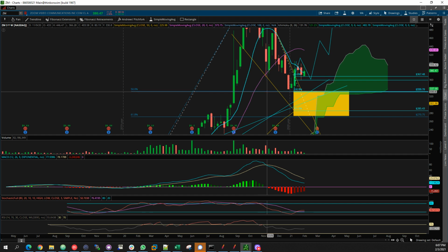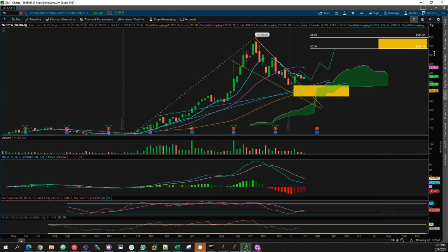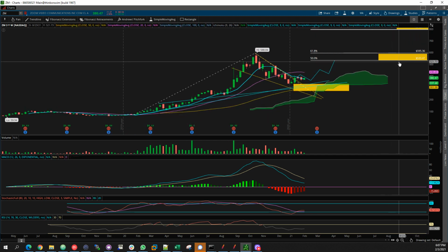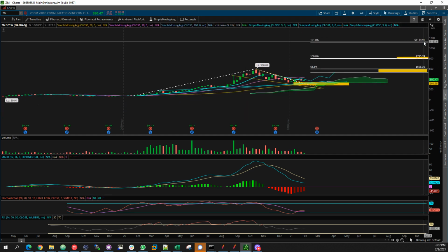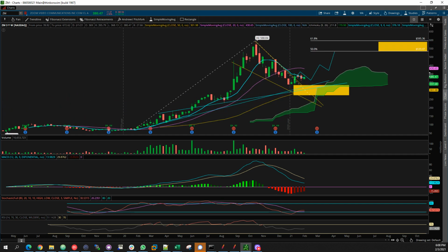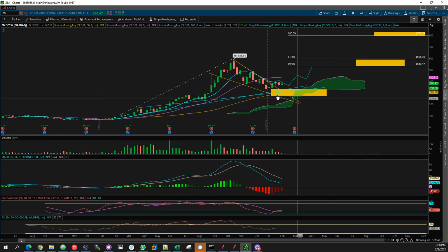Let me delete these fibs. I think the chart is really busy. So my first target is 533, 595, 800, and then 1000. You can laugh all you want. Laugh all you want. I don't care.